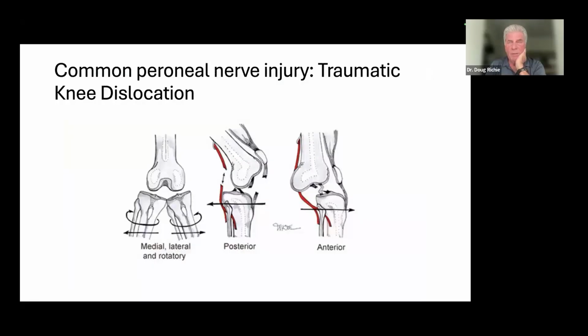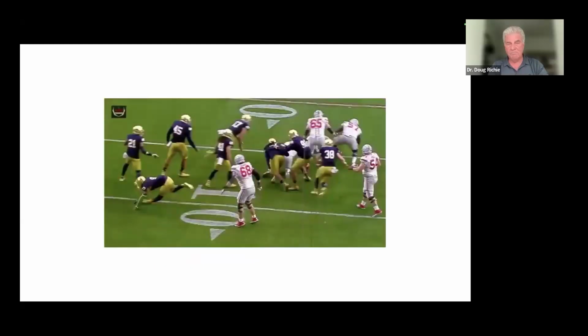So the common peroneal nerve can be damaged through slow insidious trauma, which I'm about to show you, but it can also be damaged with acute trauma, particularly in athletic competition with traumatic knee dislocation. So we will see high-level, high-performing athletes suffer severe injury to the common peroneal nerve, along with traumatic knee dislocation, in which the after effects of the common peroneal nerve injury far outweigh the ligamentous injury.